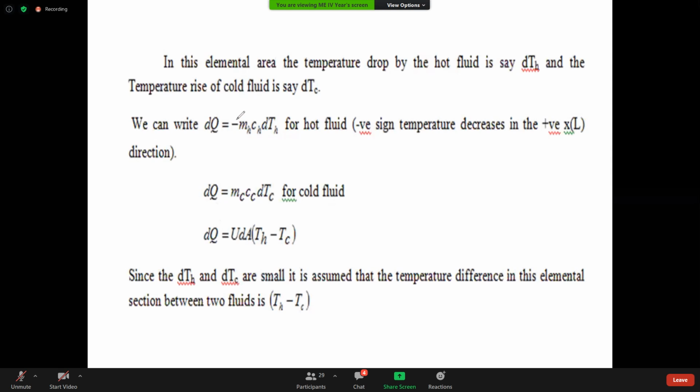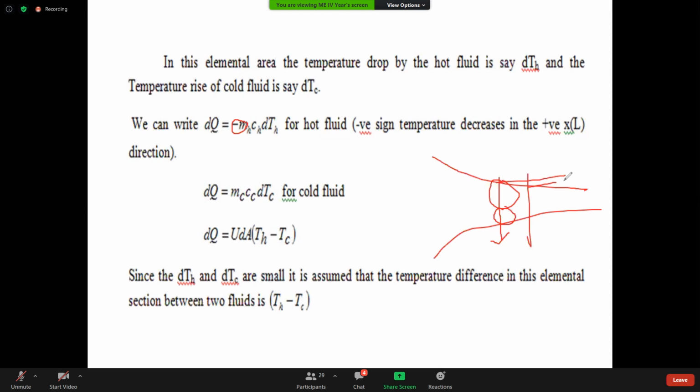This minus is nothing but because this is hot fluid, this is cold fluid. Here heat transfer happens from hot fluid to cold fluid. That means hot fluid is rejecting heat, cold fluid is absorbing heat. Heat rejecting from the system is negative. That we know, right? That is known.